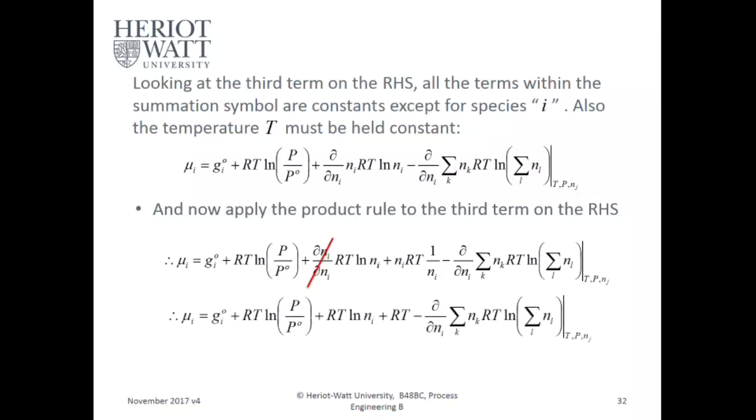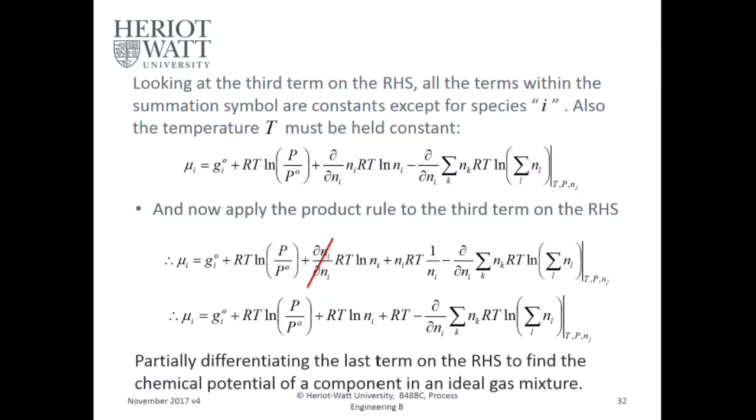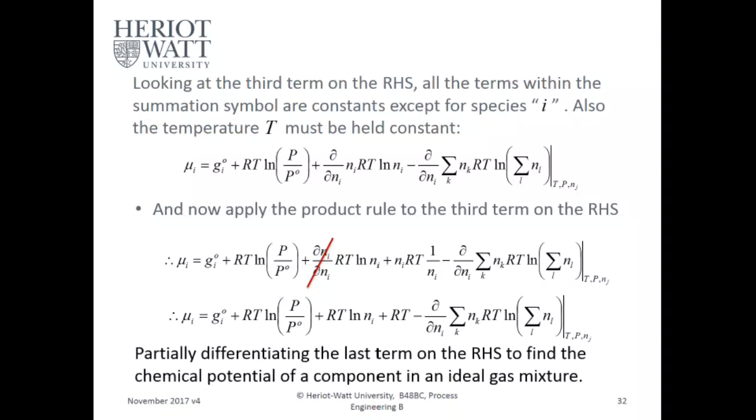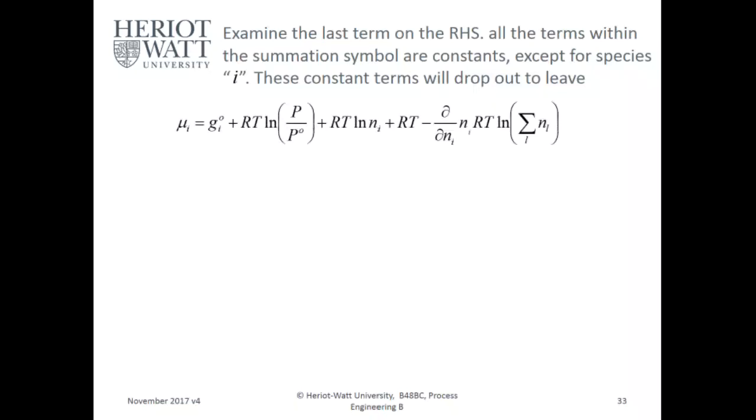Cancel out, therefore mu I equals GI. And partially differentiating the last term of the right hand side to find the chemical potential of a component in an ideal gas mixture. If you look at the last term on the right hand side, all the terms within the summation symbol are constant, except the species I. These constant terms will drop out.